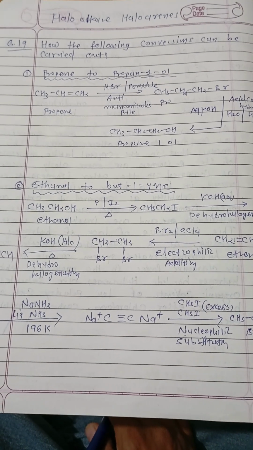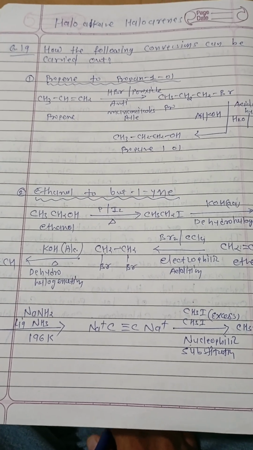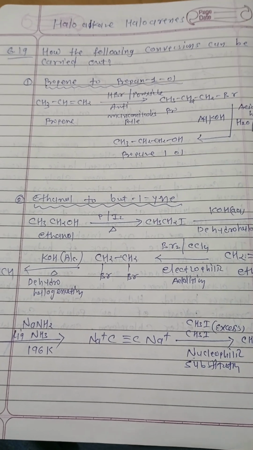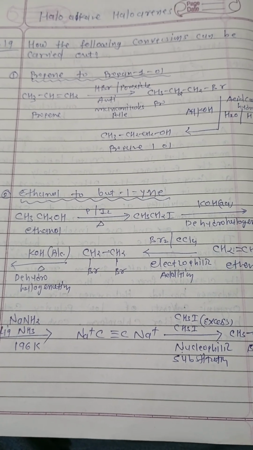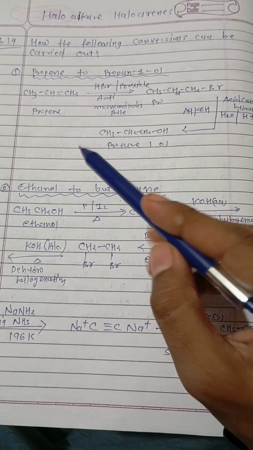Today we have question number 6.19 of the exercise of Haloalkanes and Haloarenes. The question is: how can the following conversions be carried out? First one is propene to propan-1-ol. Simply, we have to consider propene first.